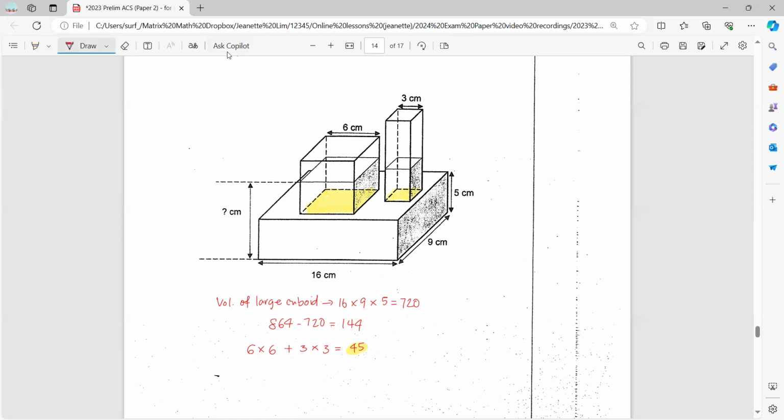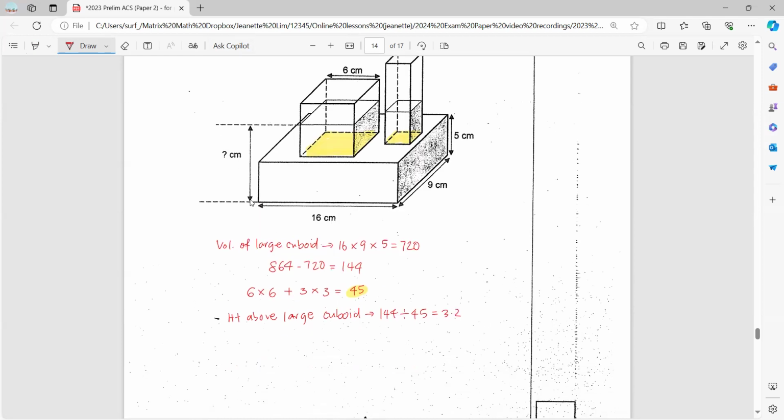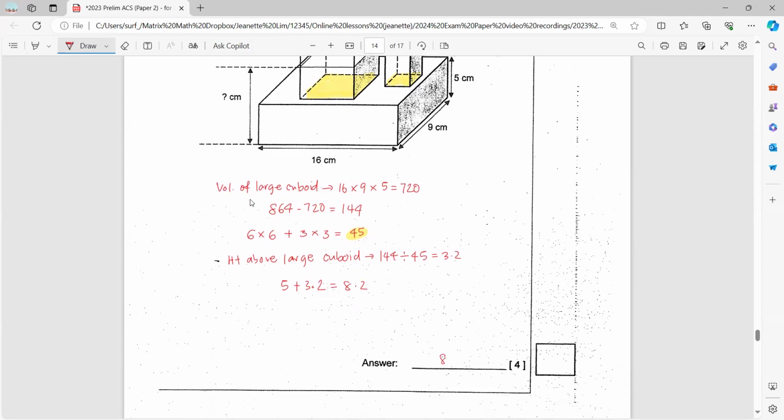Take volume. Okay, so the height above the large cuboid will be volume divided by the base area, 3.2. So this total height where the water is filling up is 5 cm plus 3.2. Okay, so 5 plus 3.2, 8.2 cm is the height of the water level.